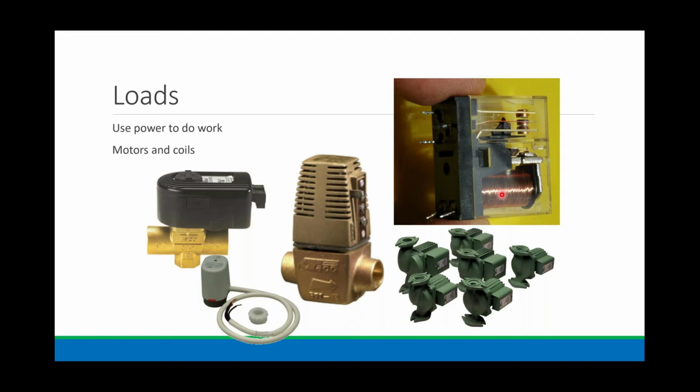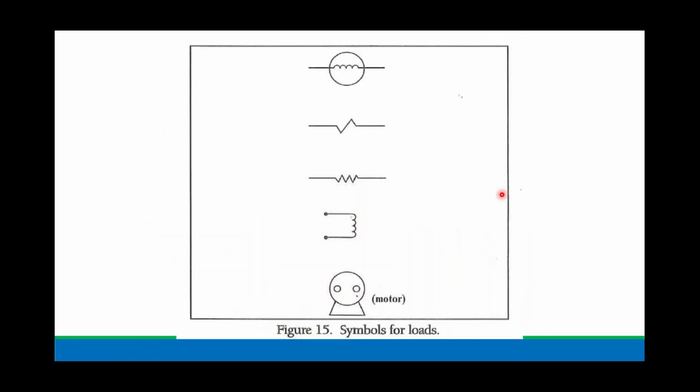And that will turn things on and off in both the low voltage and line voltage side. So what does that load look like? Or what does it look like as a symbol? Typically you'll see things like this, but the relay coil is this symbol right here.